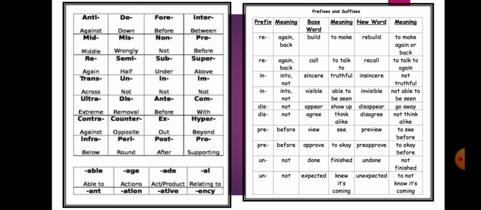And un also means not. Undone means a work that was not done. It was incomplete in state. Un plus expect, unexpected.